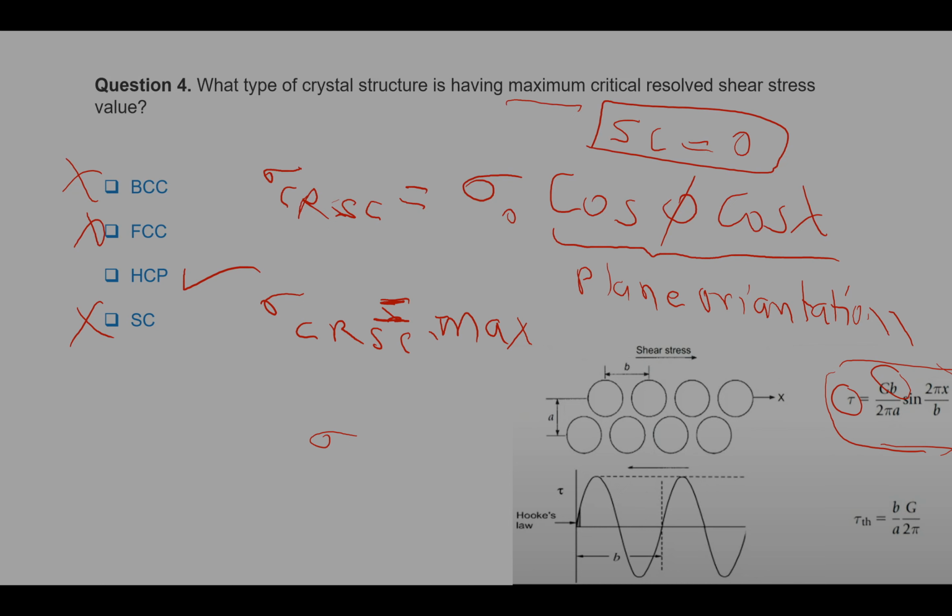Sigma, theoretical stress, shear stress value. And theoretically, the B value will be higher for SC, then BCC, then FCC, and HCP.